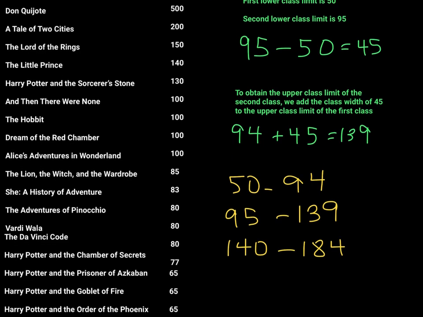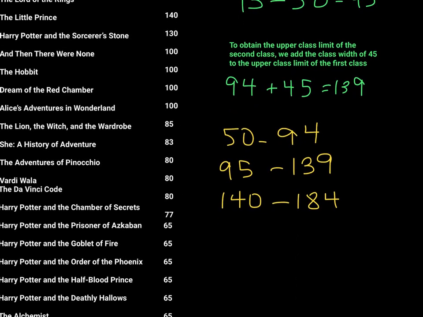To get the fourth class, and you can see the pattern, hopefully, since the third class ends at 184, the fourth class will begin at 185. And in order to get the upper class limit here, again, I'll take the class width of 45 and add it to the previous upper class limit. So 184 plus 45 will give me 229. And then you just continue this process.